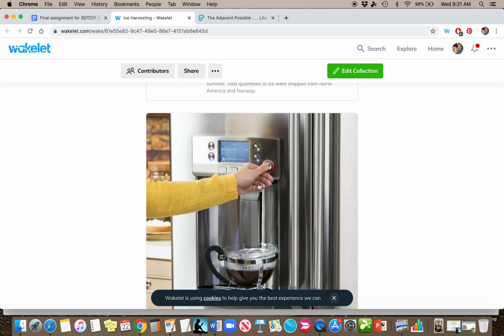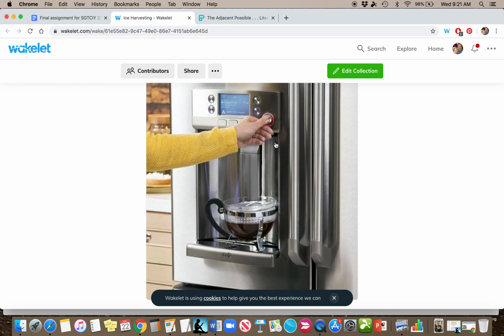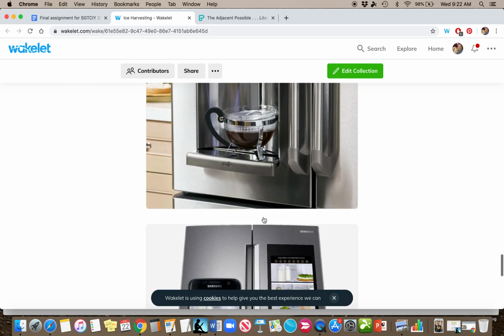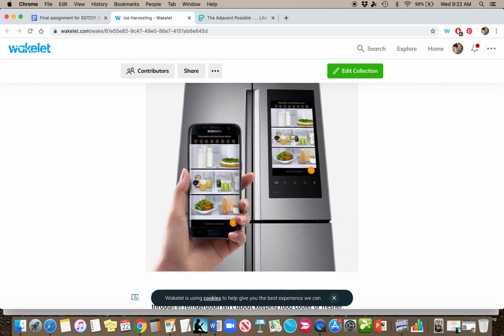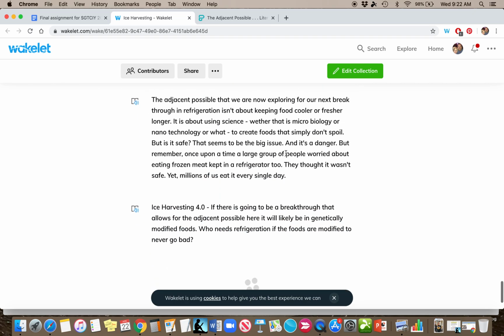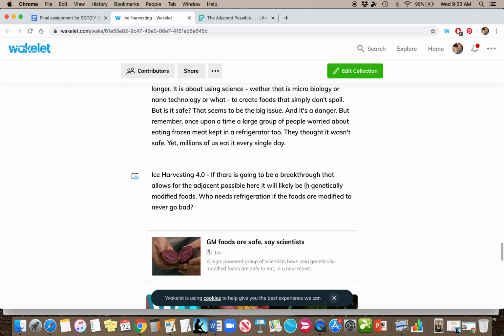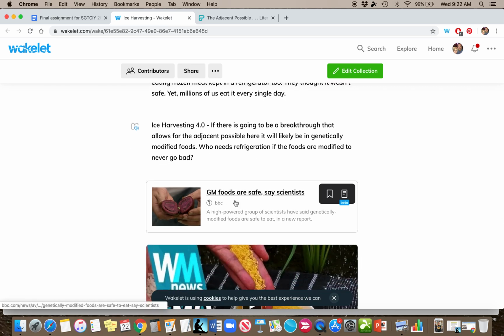I mean, you can get all kinds of devices put onto your refrigerator that allow you to make tea or coffee. You can get ones that will sync to your phone. Some I've seen have a transparent door so you don't have to open it to look in to see what you need. But no, ice harvesting 4.0. That's the new breakthrough that we're all waiting for. And like it or not, one thing that people are looking at is simply maybe we don't need refrigerators. How about if we just have food that never goes bad?